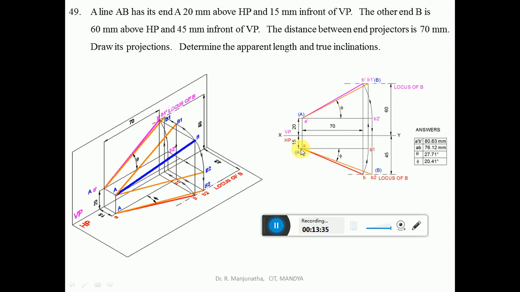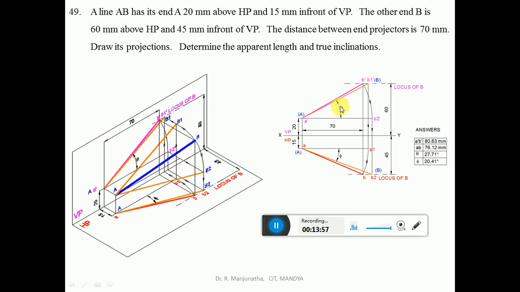Then by using the scale, you measure the distance A dash B dash and also AB. A dash B dash will be 80.63 when you are doing it in CAD. When you are doing it manually, it will be 81 mm. And AB is equal to 76.12 when you are doing it in the computer, or when you are doing it manually, it will be 76 mm.